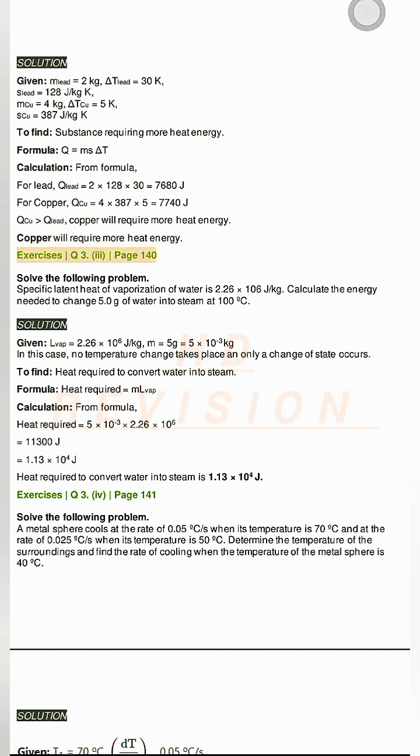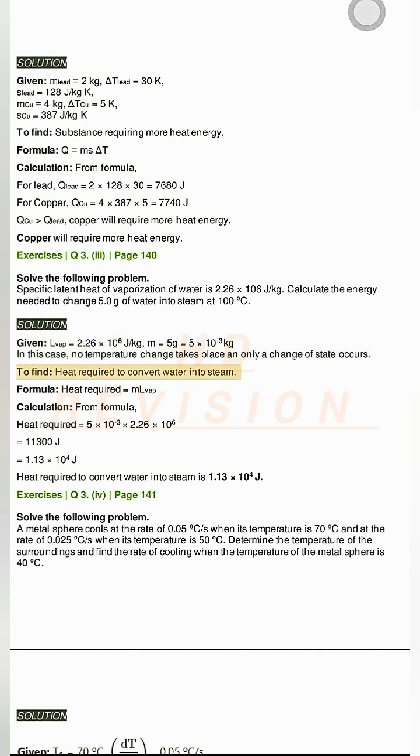Exercises Q3. E page 140. Solve the following problem. Specific latent heat of vaporization of water is 2.26 times 10 to the power 6 J per kilogram. Calculate the energy needed to change 5.0 grams of water into steam at 100 C. Solution. Given L vap equals 2.26 times 10 to the power 6 J per kilogram, M equals 5 grams equals 5 times 10 to the power minus 3 kilograms. In this case, no temperature change takes place and only a change of state occurs.